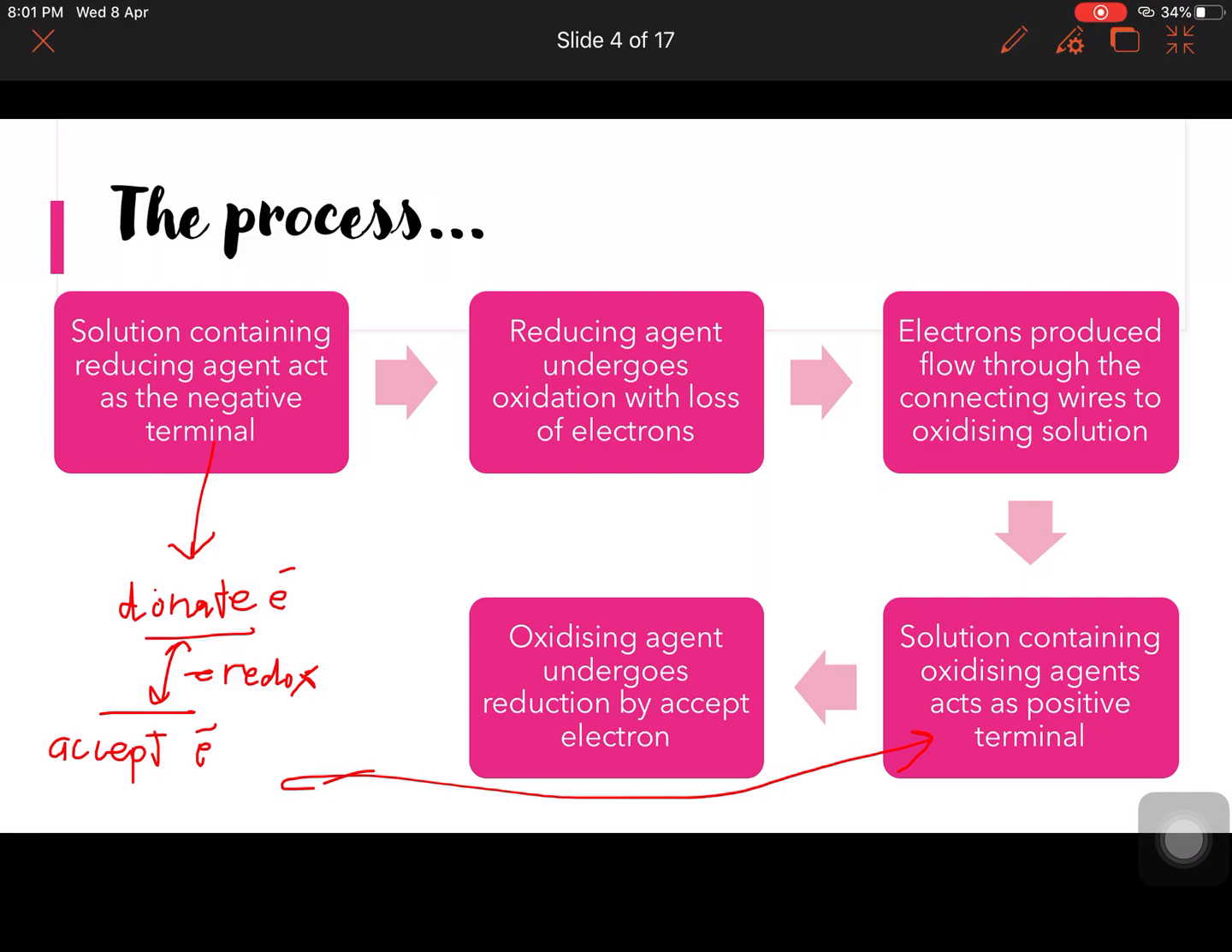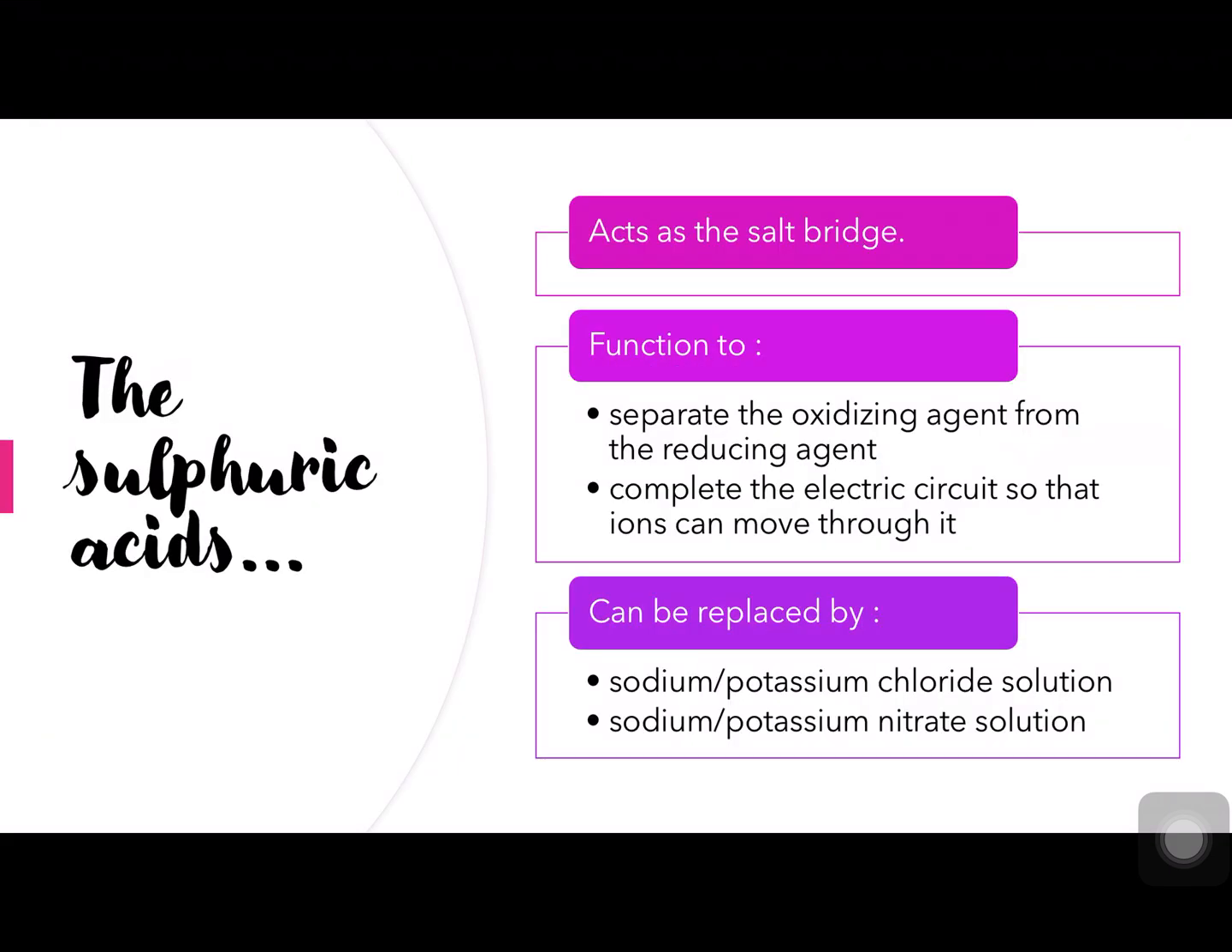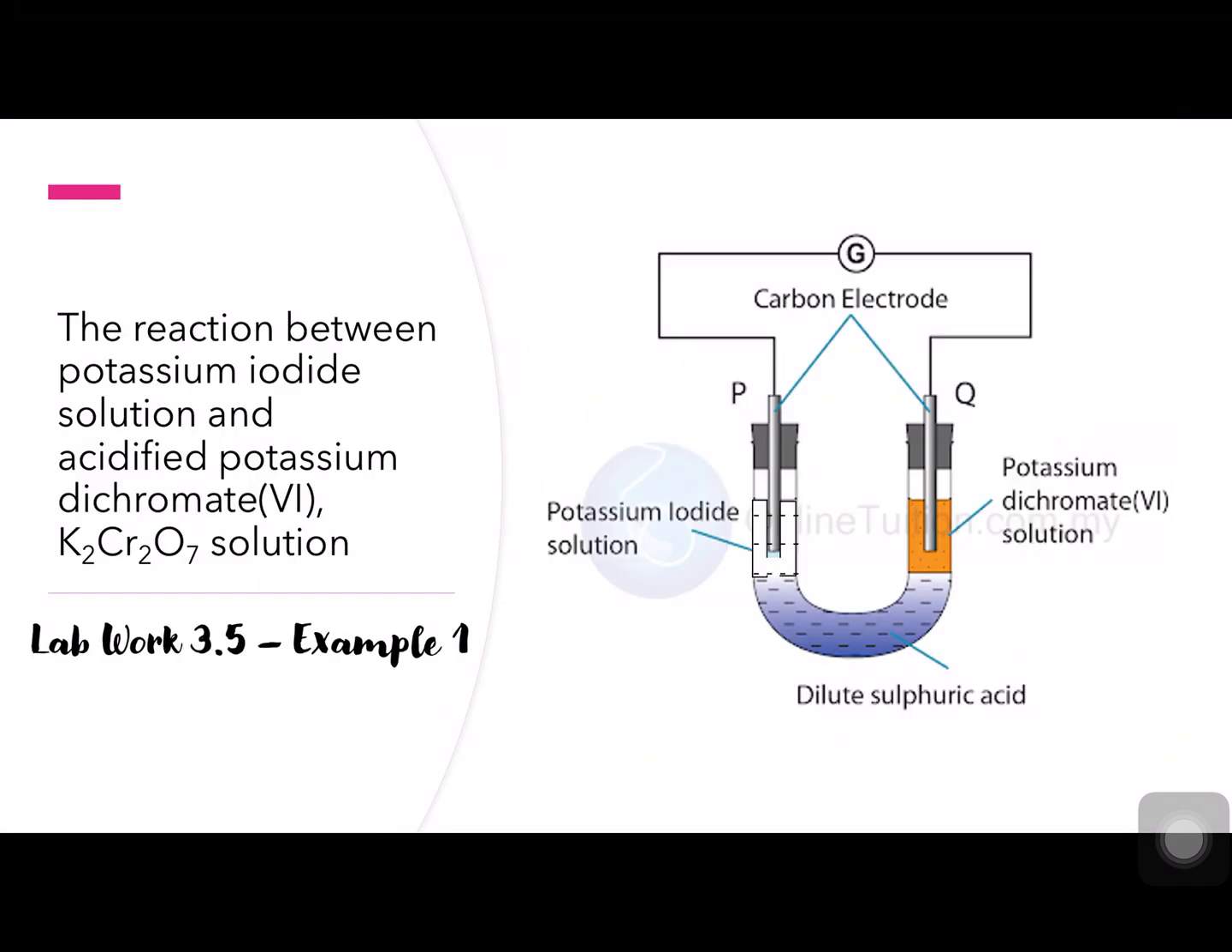The sulfuric acid, or actually the salt bridge, has the function of separating the oxidizing agent from the reducing agent, and also completing the electric circuit, so that the ions can move through it. There is movement of anions and cations. Anions will move to the anode, cations will move to the cathode. And this sulfuric acid can be replaced by sodium or potassium chloride solution, or sodium or potassium nitrate solution.